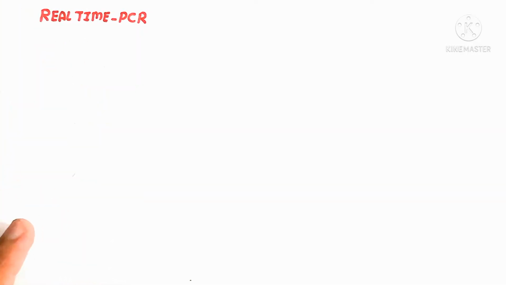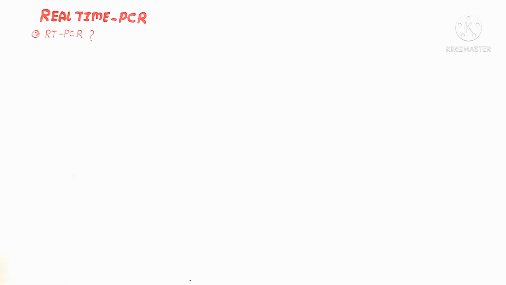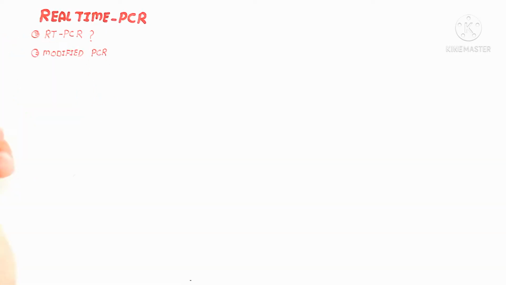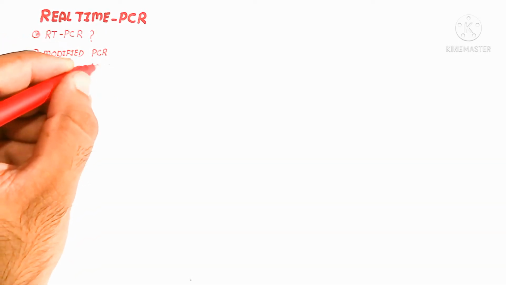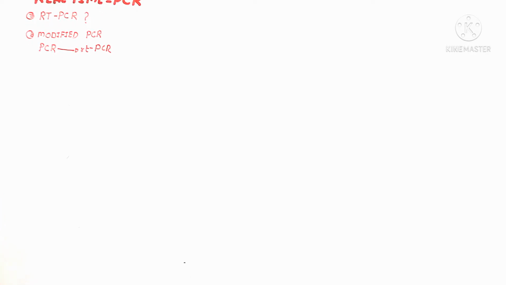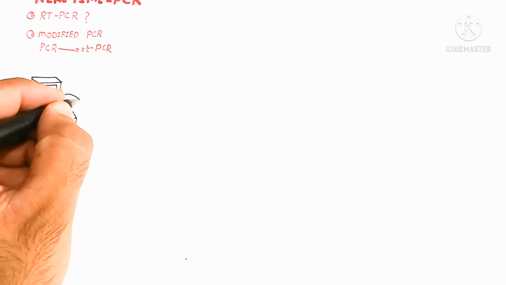Hello, in this video we will discuss real-time PCR. PCR means the polymerase chain reaction, which is done by the thermocycler, a machine. PCR is used for the amplification of a DNA segment, and even a small segment can be amplified. So what is the meaning of real-time PCR? It is the same PCR, but a modified PCR, converted into real-time PCR.